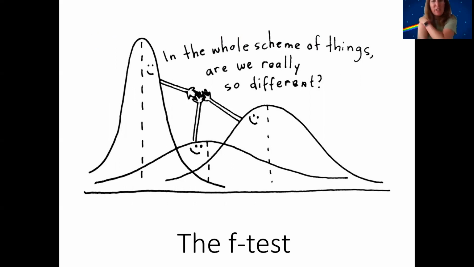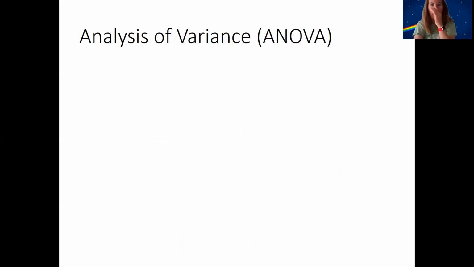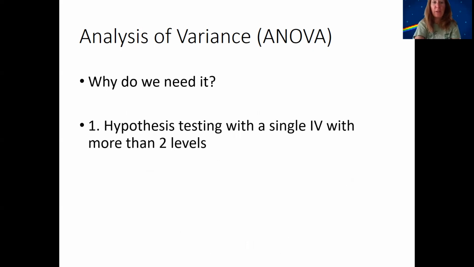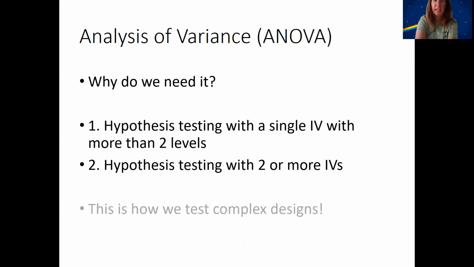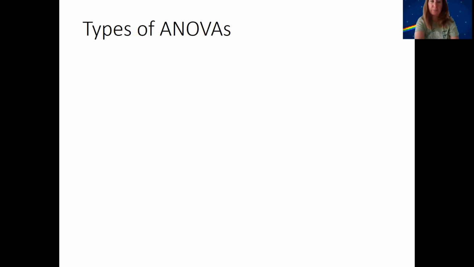Okay, so this is the F test. So let's get into the ANOVA. The ANOVA is the F test. ANOVA also stands for analysis of variance. So we're analyzing the variance within each of our independent variables and our interactions. So we are going to use it whenever we have a single independent variable with more than two levels, so our single factor multi-level designs, or whenever we're testing more than two independent variables, so our factorial designs. That's when we're using the ANOVA test. So this is how we're going to test what's known as complex designs or factorial designs.